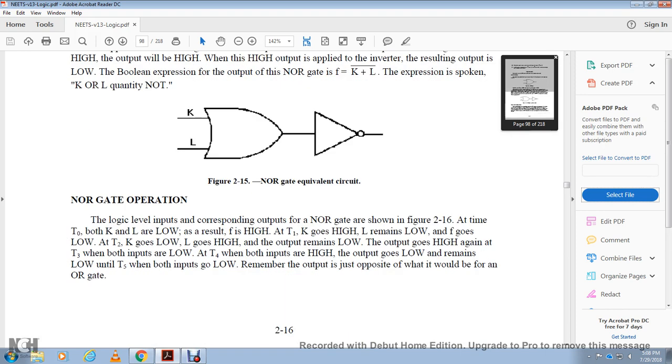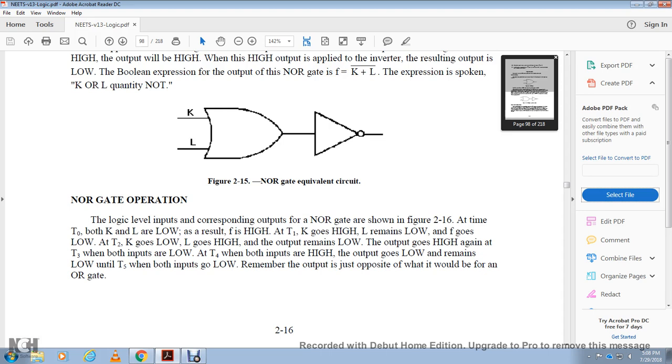The NOR gate operation logic level corresponds with the output being negated. Notice that it has the OR gate plus the inverter logic level. The input and corresponding output of the NOR gate are shown in figure 216. At time interval 0, both X and L are low, as a result the output F is high. At time interval 1, X goes high, L remains low.